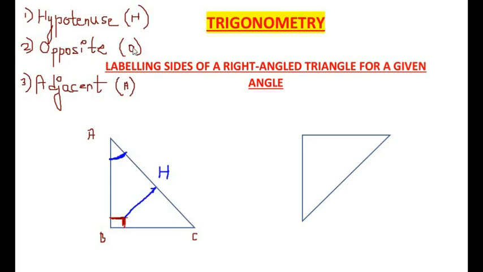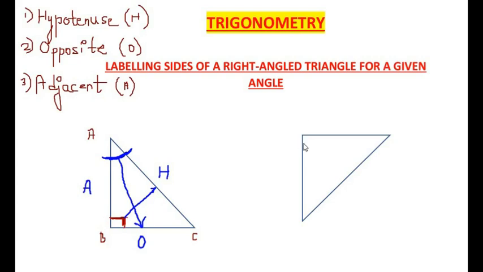Now comes the opposite. For the opposite we have to look at the angle of concern. Here I have taken angle A as the angle of concern, and the side opposite to that is side BC. So this becomes the opposite side now. And the remaining side, that is AB, can be automatically taken as the adjacent side.